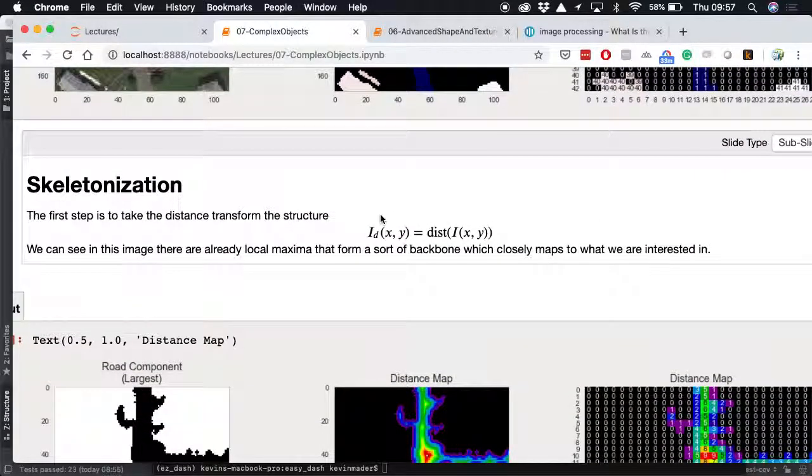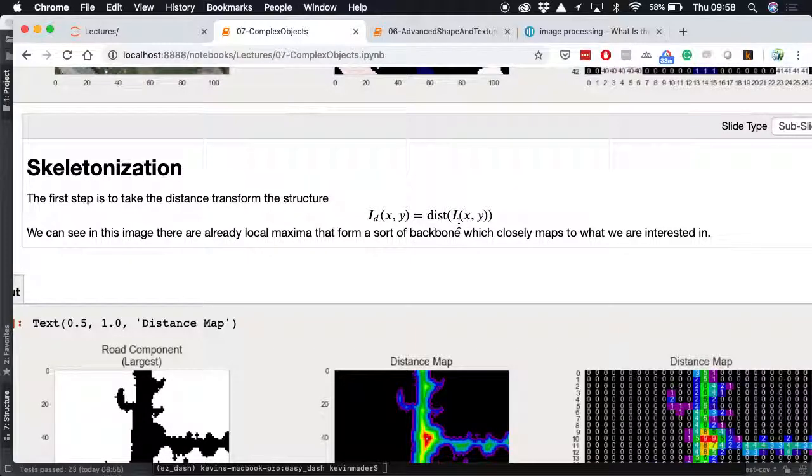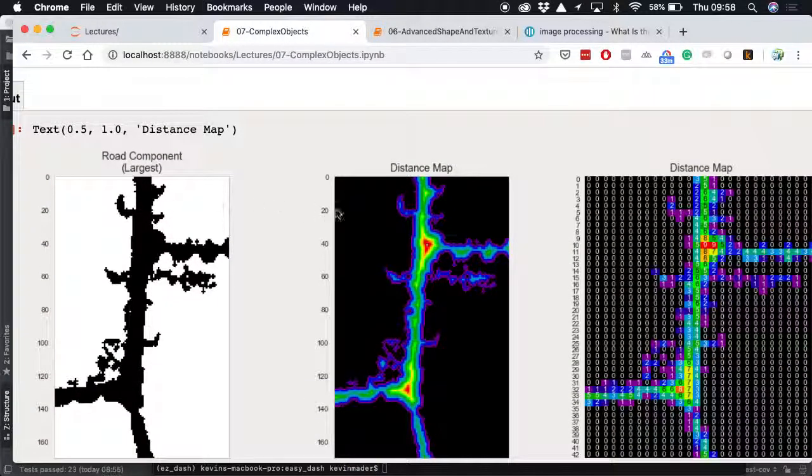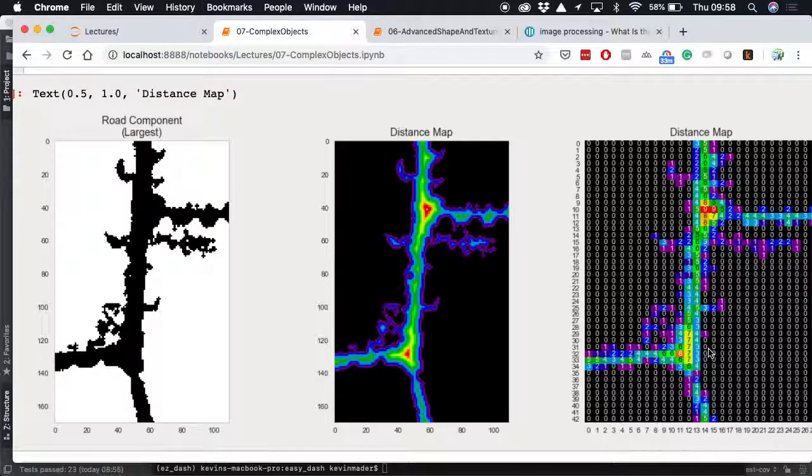Now what skeletonization does is it starts with the distance map that we covered before, and we take the distance transform of the structure. So we have this black and white image, and we take the distance from the border. We take this largest component and calculate the distance to the edge from every point inside it. So this gives us, for each point, the number of pixels it is away from the surface. This is clearly downscaled, so we leave out a lot of the pixels so that we can see what the actual values are.